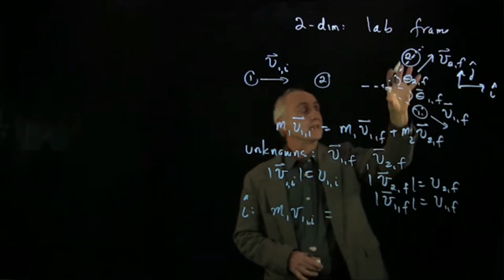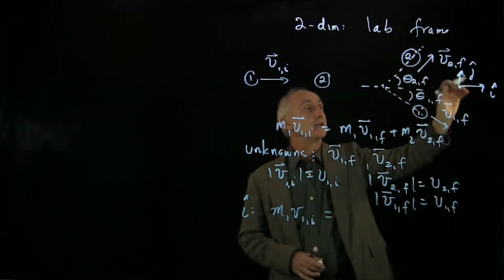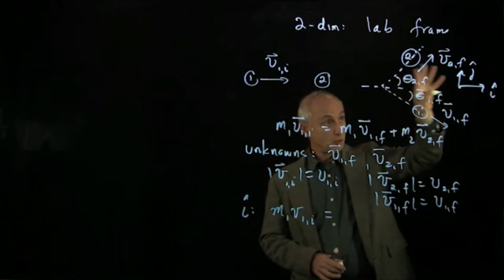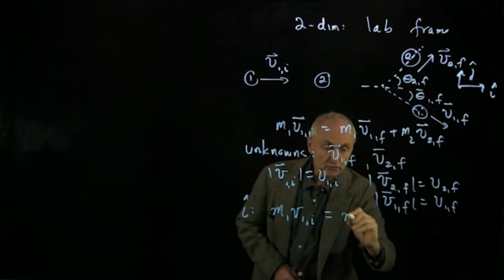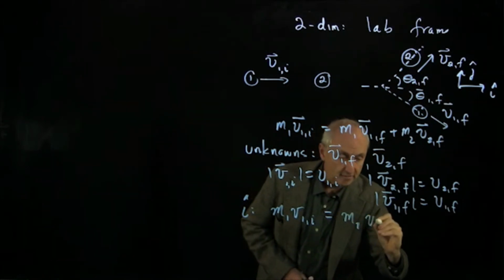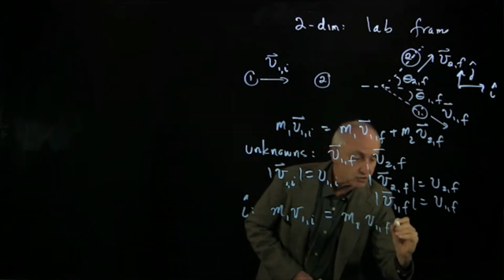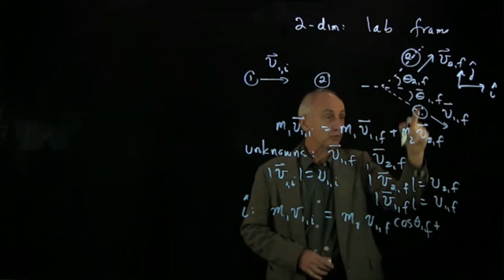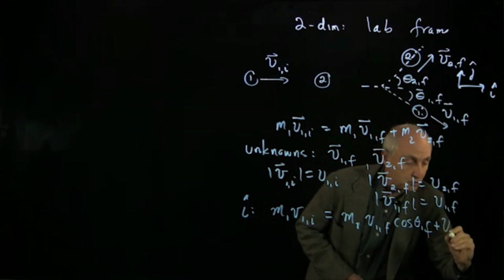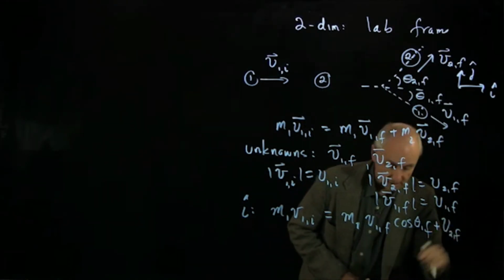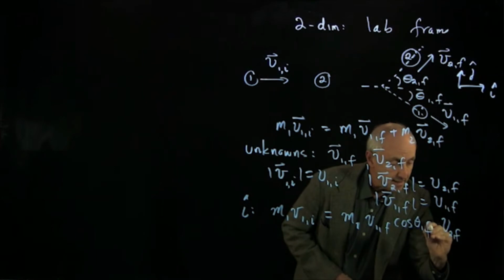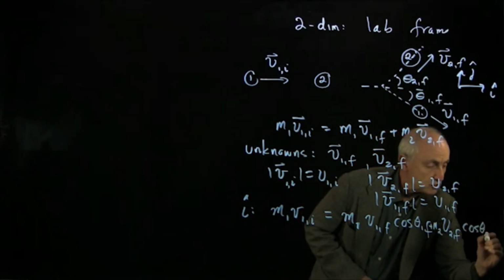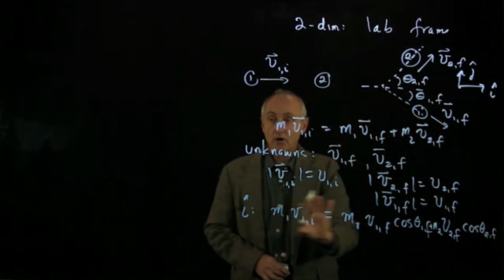Now, in terms of the outgoing momentum in the i hat direction, we have to do vector decomposition of both of these vectors, and they both have positive components. So we have m1 v1 final, that's the magnitude, cosine theta 1 final, plus, positive sign because they're both in the positive direction, m2 v2 final cosine theta 2 final. And that is our i hat direction.